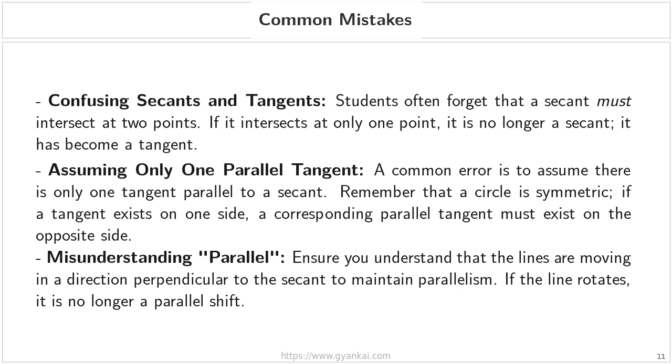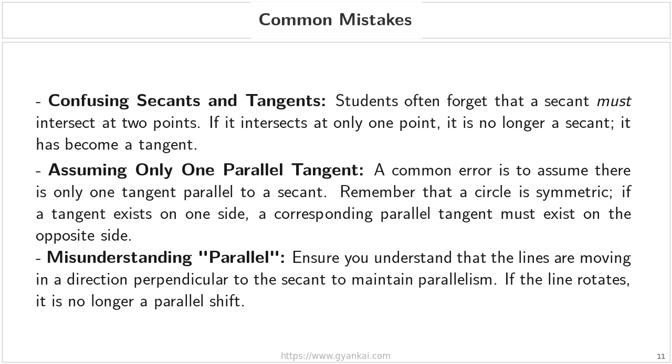Finally, make sure you don't misunderstand the concept of parallel in this context. When we talk about shifting the line to find these tangents, we are moving the line in a direction perpendicular to itself. This ensures the line stays parallel to its original position. If the line rotates or changes its angle as it moves, you are no longer performing a parallel shift, and the relationship we've studied today will no longer apply. Keep these distinctions in mind, and you'll master this concept easily.